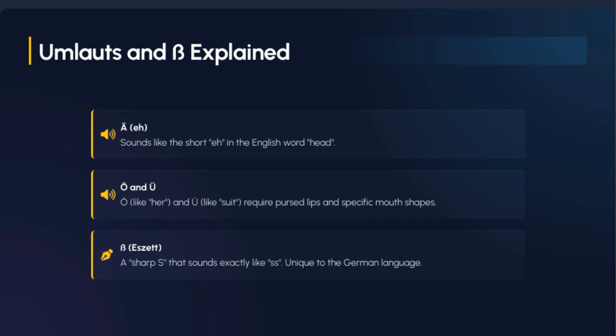So, when you're seeing these characters, remember they change the way the vowels sound and add a layer of nuance to pronunciation. Understanding these umlauts and the sharp S is crucial because they are integral to correct pronunciation and meaning in German. They also tie into the overall theme of mastering the language's unique sounds and symbols, helping you become more confident in your German communication.